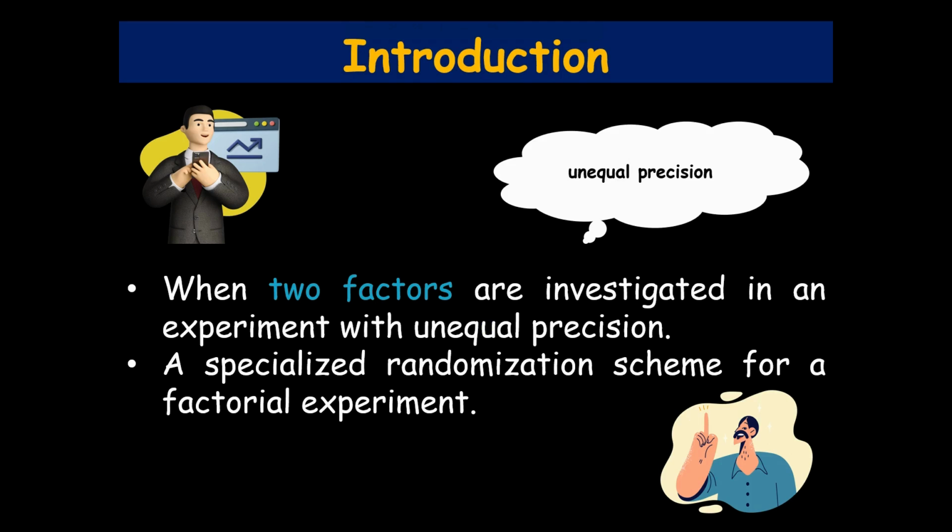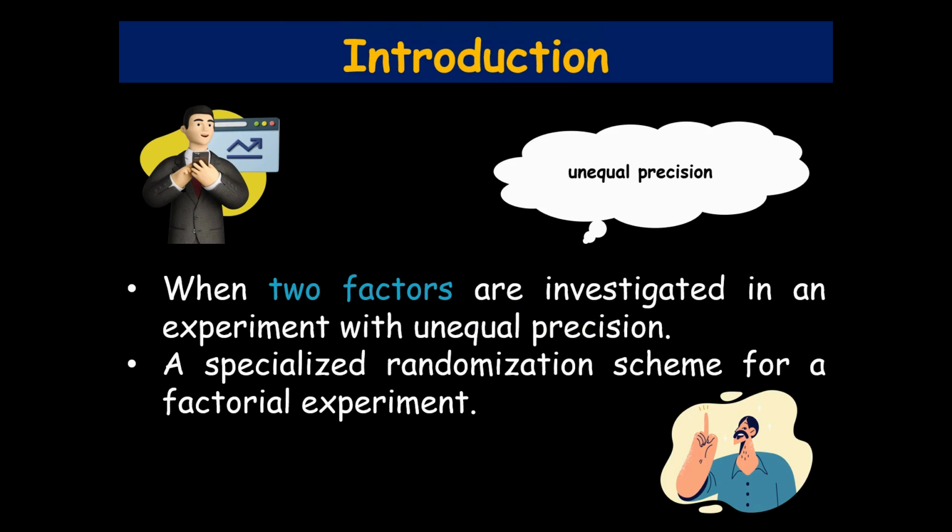In field experiments, certain factors may require larger plots than others. For example, experiments on irrigation, tillage, etc., which are mostly used in agricultural sciences, require larger areas. On the other hand, experiments on fertilizers may not require larger areas. So to accommodate factors which require different sizes of experimental plots in the same experiment, split plot designs have evolved. It is a design where two factors are investigated in an experiment with unequal precision.